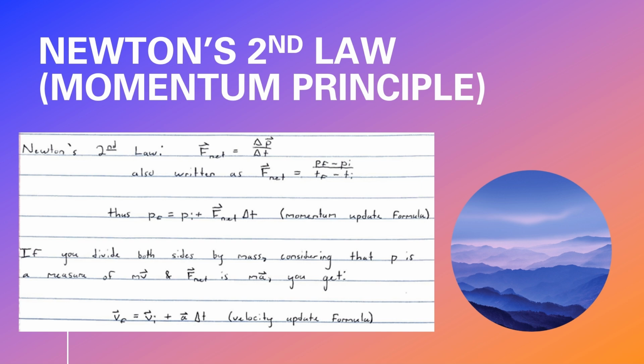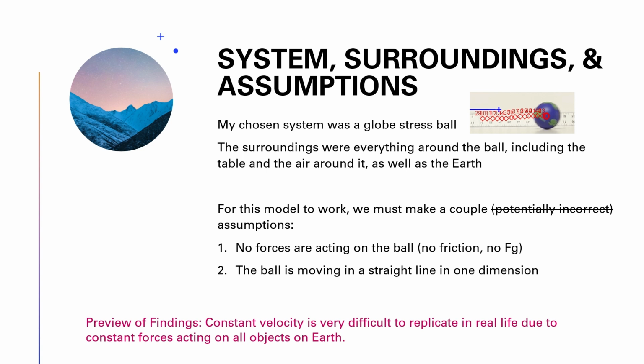This leads us to create the momentum update formula, which is that the final momentum is equal to initial momentum plus net force multiplied by time. And if you divide both sides by mass, which you can do because momentum and net force have mass considered as a part of their units, then we are given the velocity update formula, which is v final is equal to v initial plus acceleration multiplied by change in time.